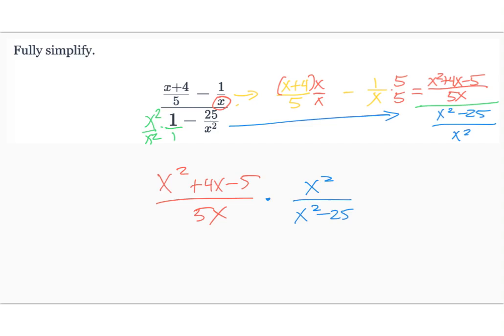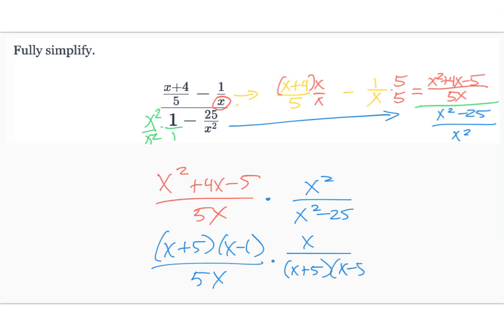And now we're going to factor. Factoring on the left gives us x plus 5 and x minus 1 over 5x. Factoring on the right gives us x plus 5 and x minus 5.